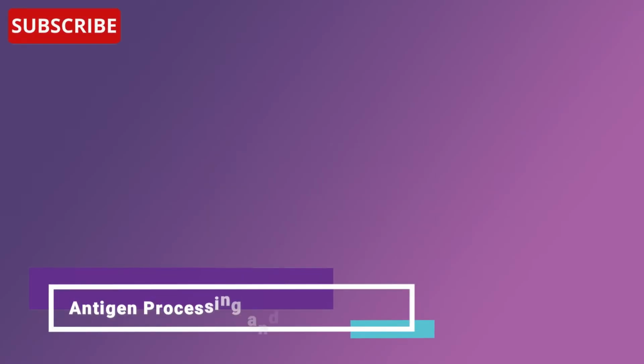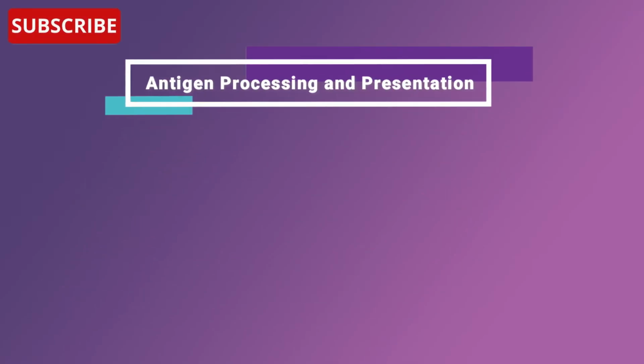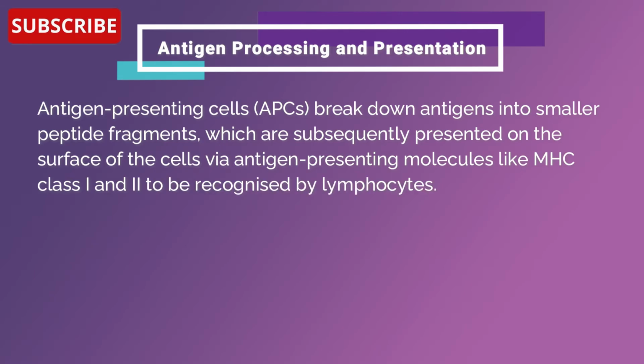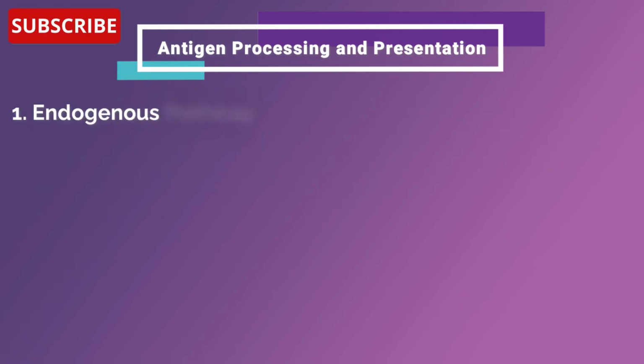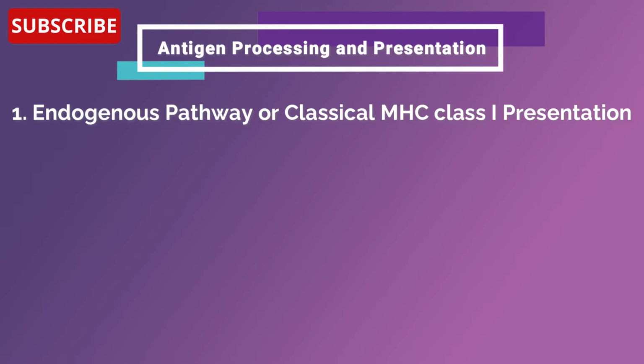Next is antigen processing and presentation. Antigen-presenting cells break down antigens into smaller peptide fragments, which are subsequently presented on the surface of the cell via antigen-presenting molecules like MHC class 1 and 2 to be recognized by lymphocytes. Antigen processing and presentation can occur with the help of three different pathways. First one is the endogenous pathway, or classical MHC class 1 presentation.